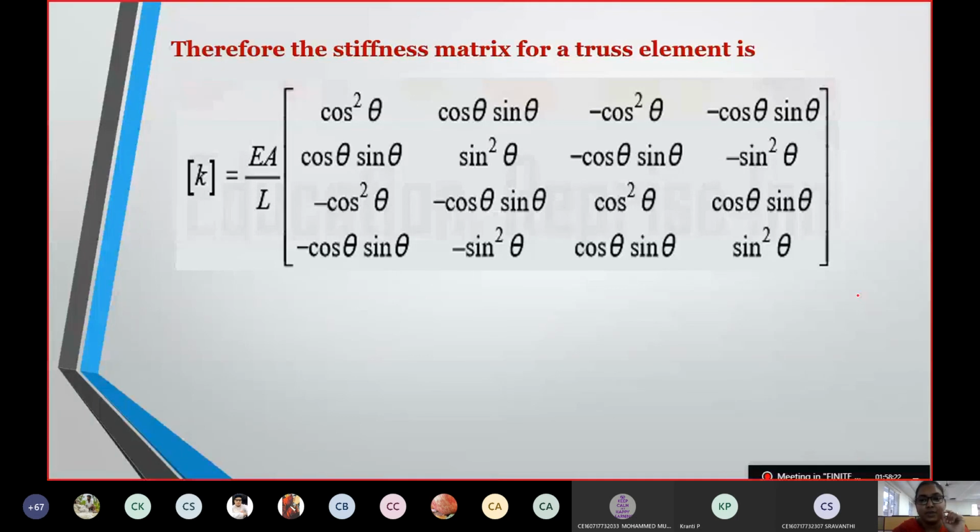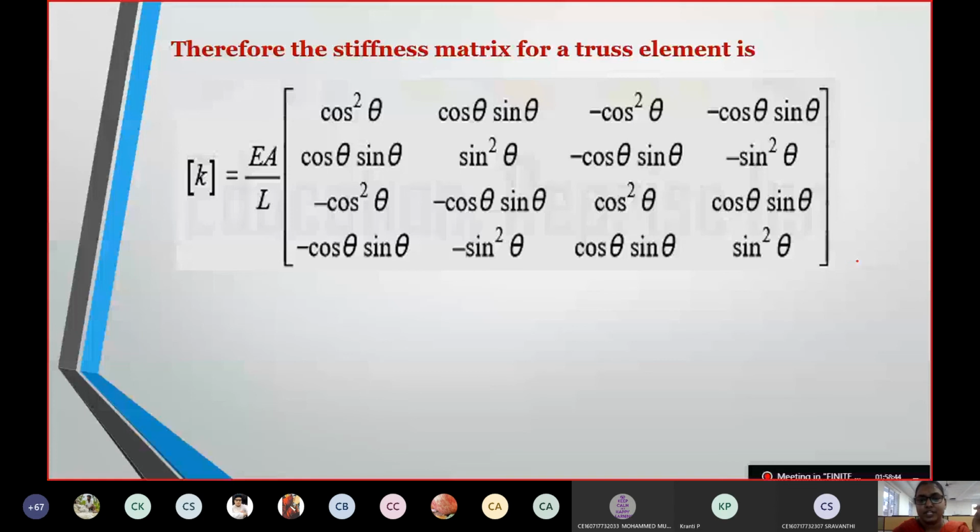And also stiffness matrix is always a square matrix. There is no possibility that a stiffness matrix can be a different order, 3 by 1, 2 by 1, 4 by 1. Such things will not be there. Stiffness matrix is always a square matrix. And stiffness matrix diagonal elements will always be positive.